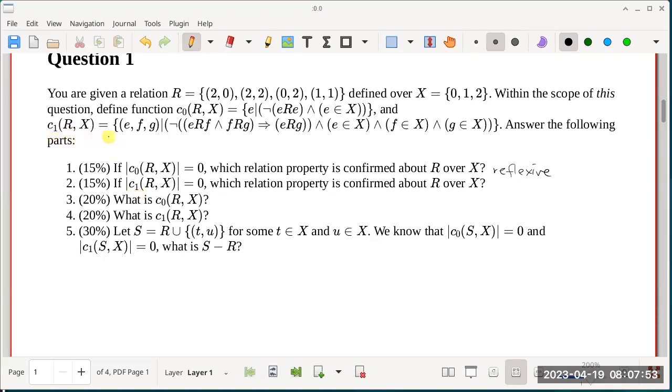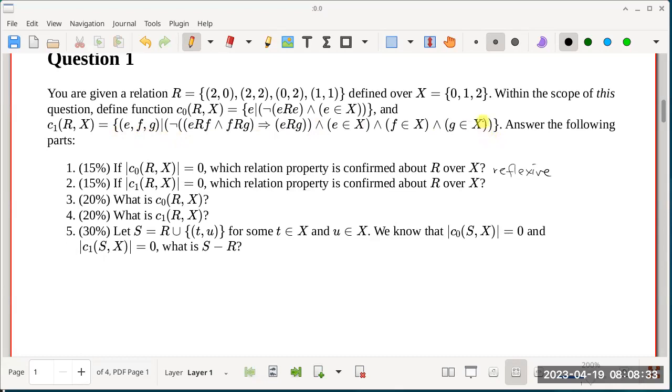C1 of RX is defined to be a set because we see the braces, where in this case, each element is a 3-tuple EFG. And I'm hoping that most people can recognize this part here comes from the property of transitive. So we are basically saying, if we can find E in X, F in X, G in X, such that, okay, because there's the and here, such that it is not the case that this implication is true, then EFG as a 3-tuple belongs to the set that we are creating on the fly here.